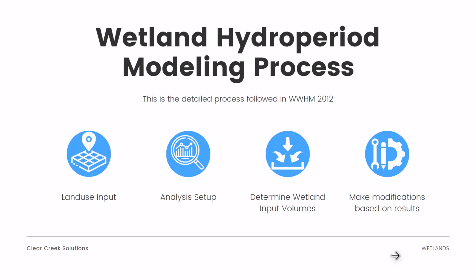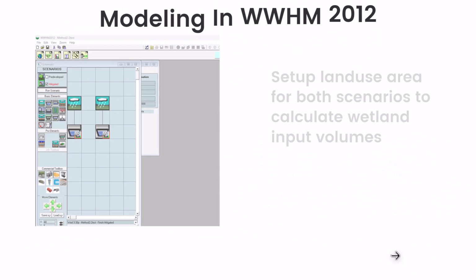So how do we go about the wetland hydroperiod modeling process? This is the detailed process that we follow when using WWHM 2012. First, we put in the land use for both the pre-developed and mitigated scenarios. We set up our analysis by placing in dummy trapezoidal pond elements to monitor the amount of input volume. We determine what those wetland input volumes are over the entire time series and model run. And then we make modifications to our project site and the mitigation measures based on those results, so we can even out those input volumes.